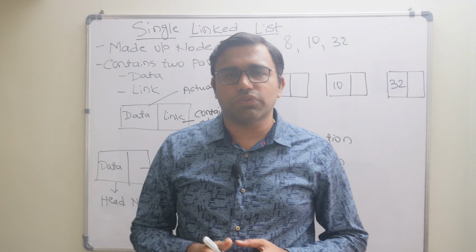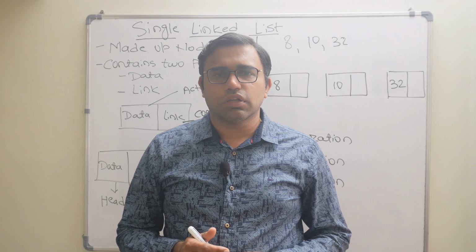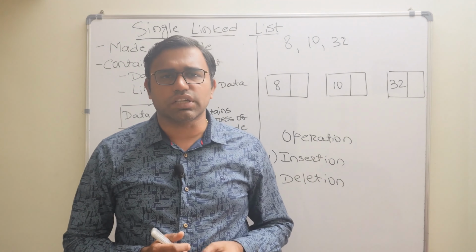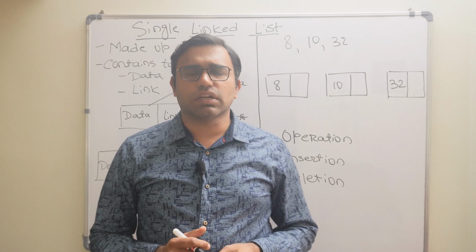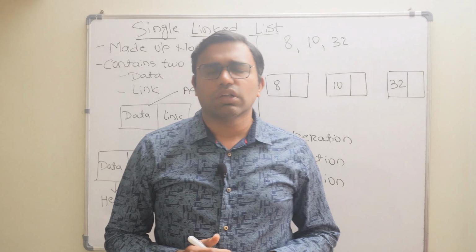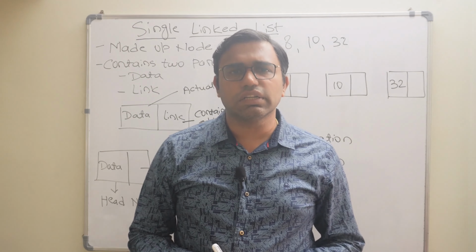The topic of today's video is singly linked list. In data structure there are three types of linked list: singly linked list, doubly linked list and circular linked list. Again in circular linked list there are two types: circular singly linked list and circular doubly linked list. So in this video we will see what is singly linked list.